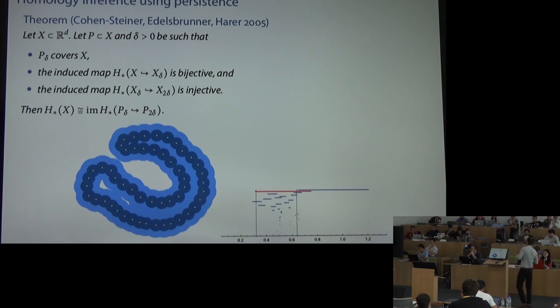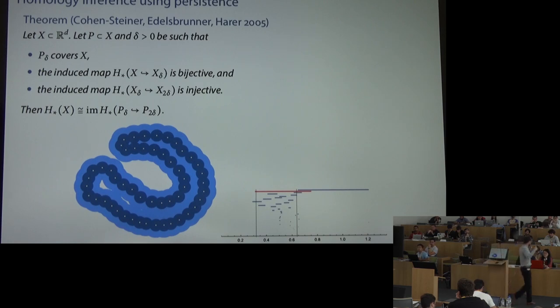That's a weaker assumption than the one I've shown before for the reach, just to say that much. And I will use this assumption in a moment very explicitly. And then I can get the homology of the shape X up to isomorphism, right? So I can recover this homology as the image of a map in homology, the image of the map induced by inclusion from one thickening of the point cloud to a larger thickening.